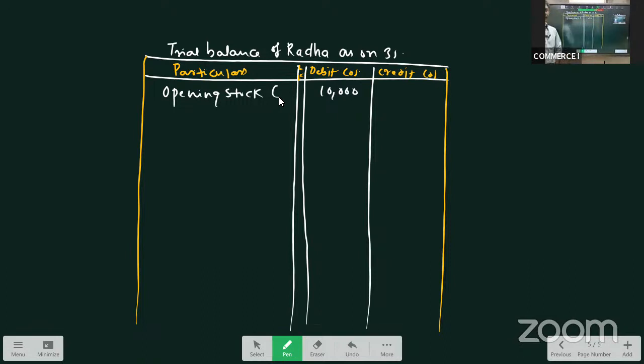Purchases. Next item is purchase. Purchase is an expense. So purchases is to be shown in the debit column. 27,000.